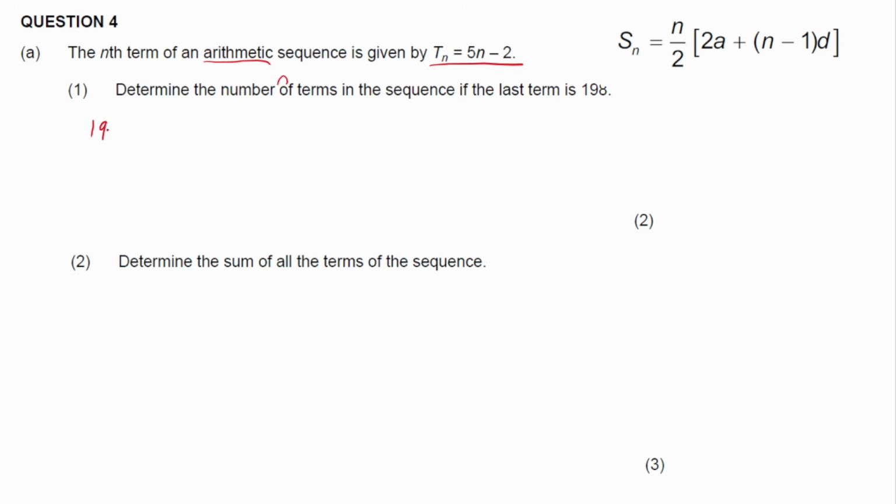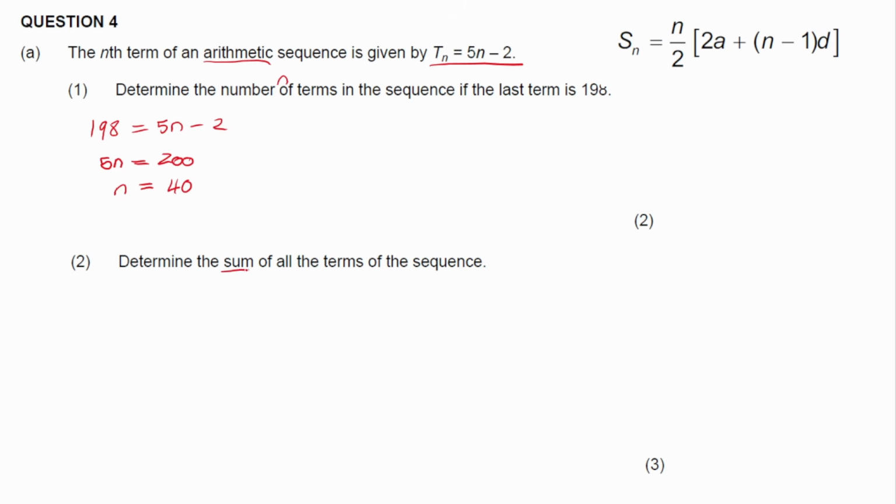So we know the last term is 198, so we just need to solve for this. 198 is equal to 5n minus 2. So we'll have that 5n is equal to 200. So n is equal to 40. So that's the number of terms in this sequence.